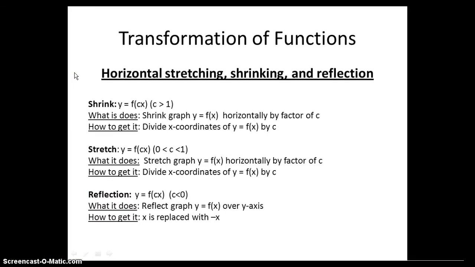And so I believe that brings us to the end of transformations. If you need more work, there will be another video posted later this evening with additional work that you can follow along and do with me.